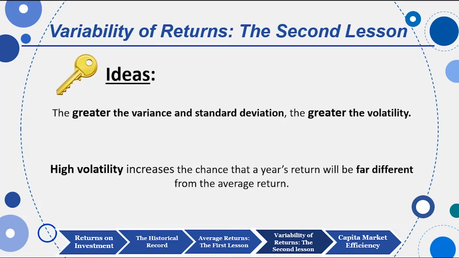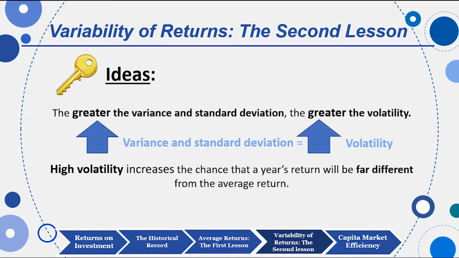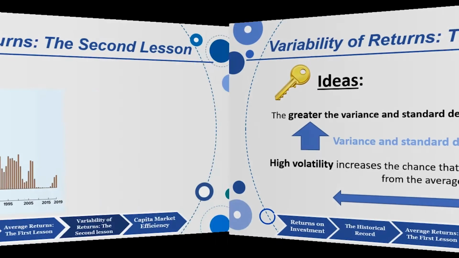The greater the variance, the higher the standard deviation, the greater the volatility. So you would expect small company stocks to have very high variance and a very high standard deviation compared to, let's say, large company stocks or T-bills. T-bills you'd expect to have a tiny variance, tiny standard deviation. High volatility increases chances that any year's return in the future will be far different from the average. That's the value in calculating these two measures. These are measures of volatility.